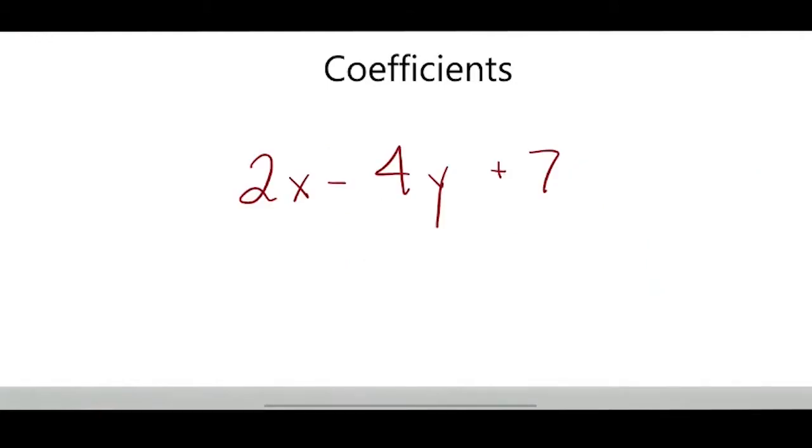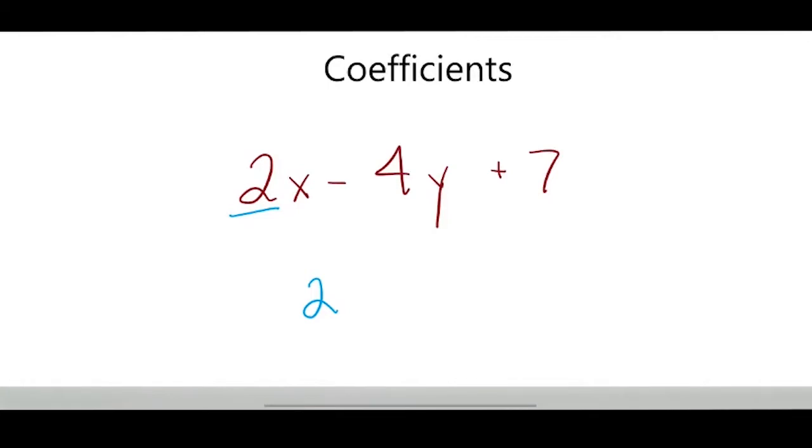So let's name the coefficients here. Okay. So first off, I need to remember that a coefficient is a number that multiplies a variable. So if it doesn't have a variable, there's no coefficient. So here I see I have the variable x, and next to x is 2. So my first coefficient is 2.